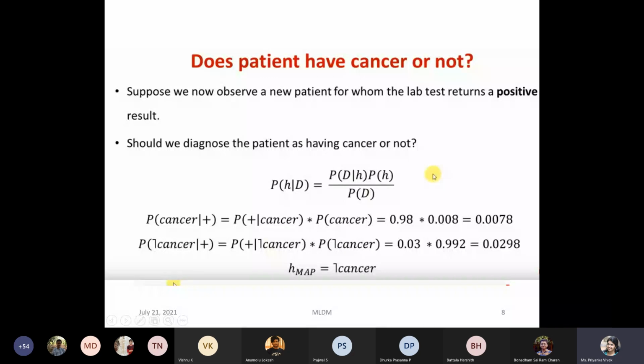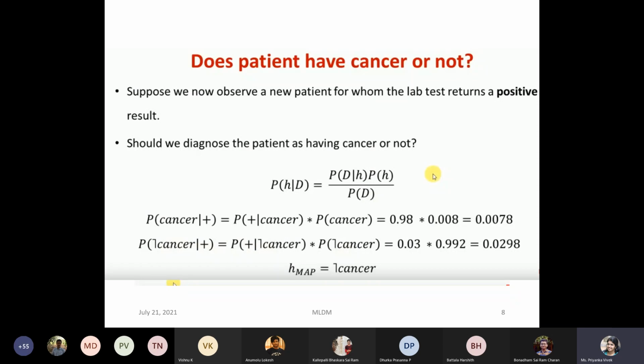So we have different possibilities for your H. It can be cancer or it can be no cancer. We need to find the probability of both and take the maximum. The given is already known to you, that it is a positive result. So given positive, what is the probability of the patient having cancer? That is the first line what you see. Given positive, what is the probability of the patient having no cancer? That is the second line.